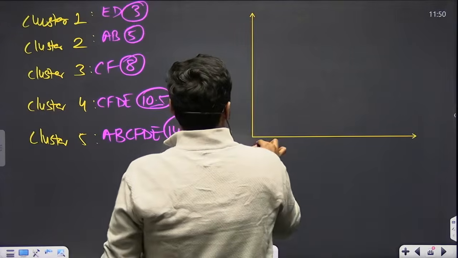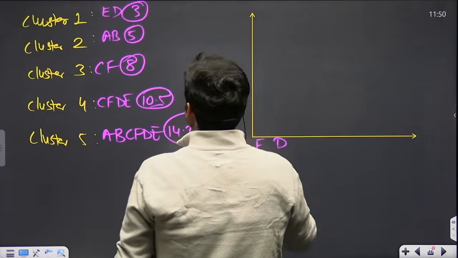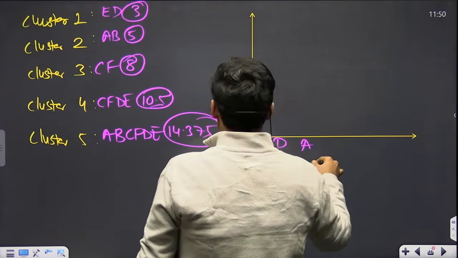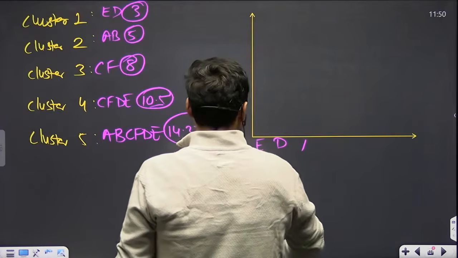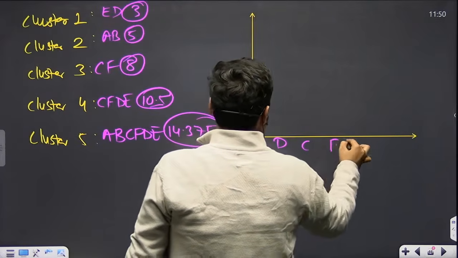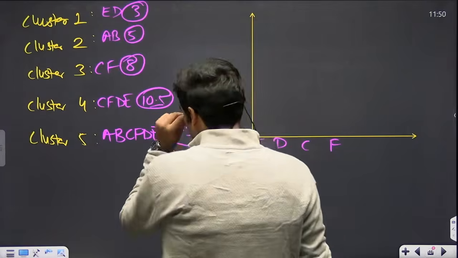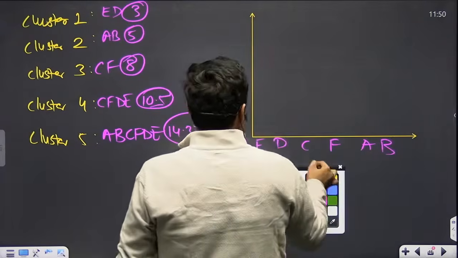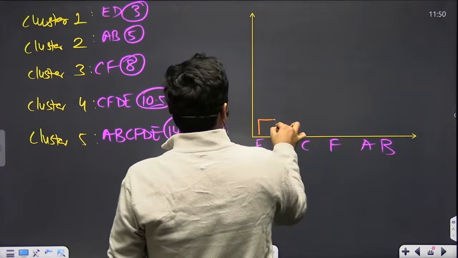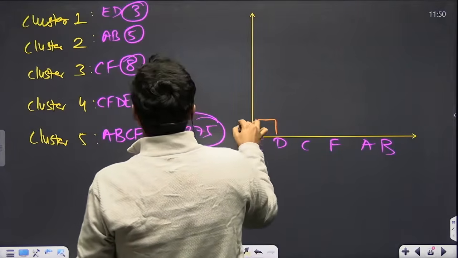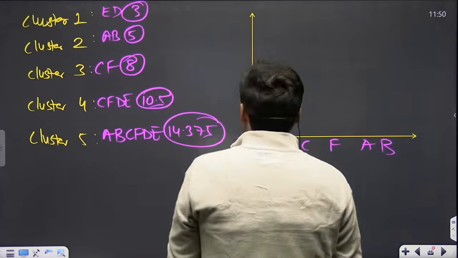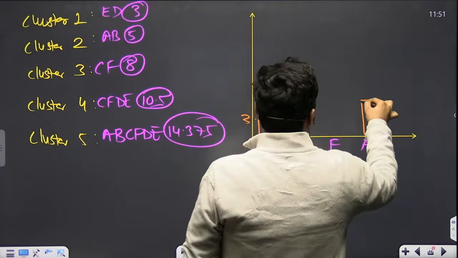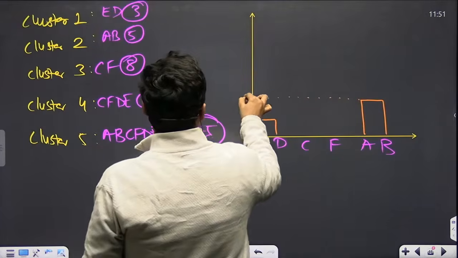I would start with E, I would start with D, then AB, CF, DE. So firstly I'll write CF, here CF, DE, and then AB. Firstly I clubbed ED at a cost of 3. Then I clubbed AB at a cost of 5.